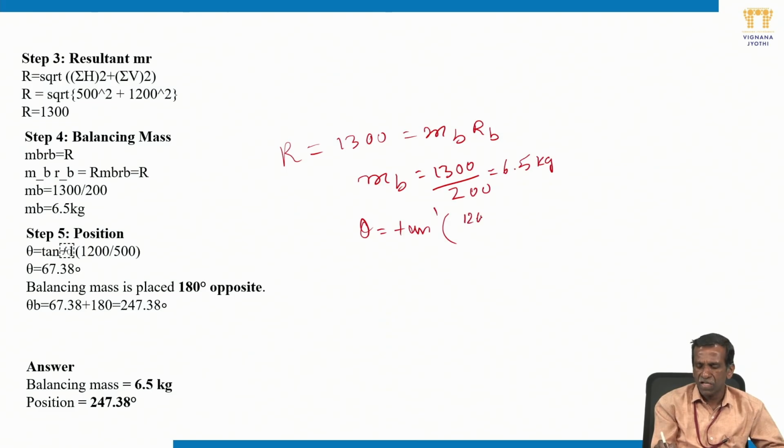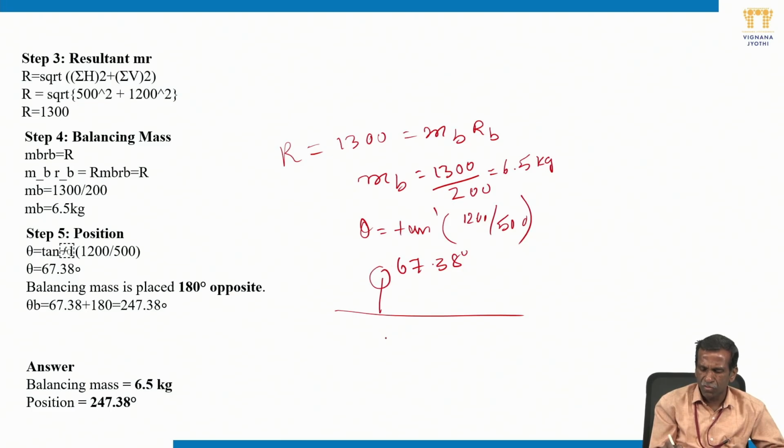This is 1200 by 500, so you can get the theta value. At this orientation, 67.38, you need to use this. So I will draw the diagram again. This is vertical M2 R2. This is M1 R1, this one.